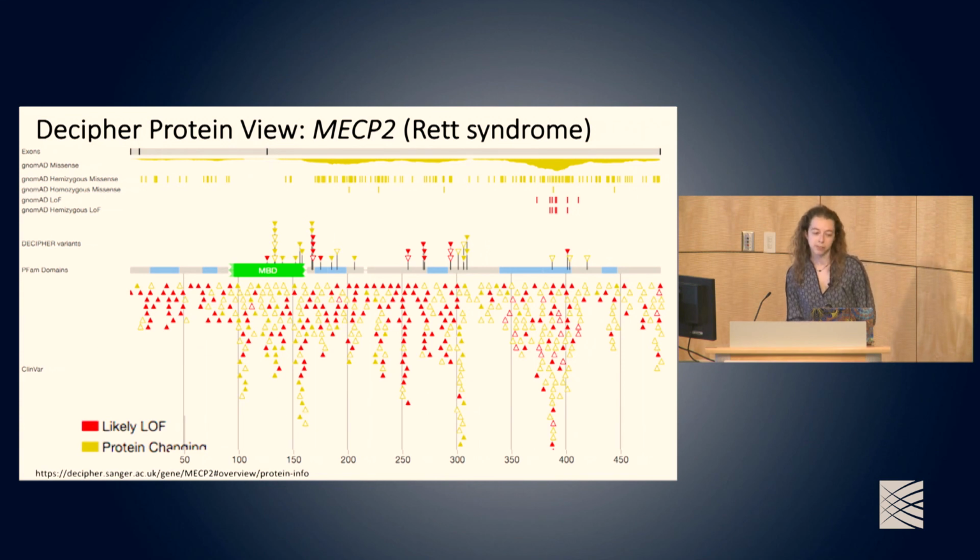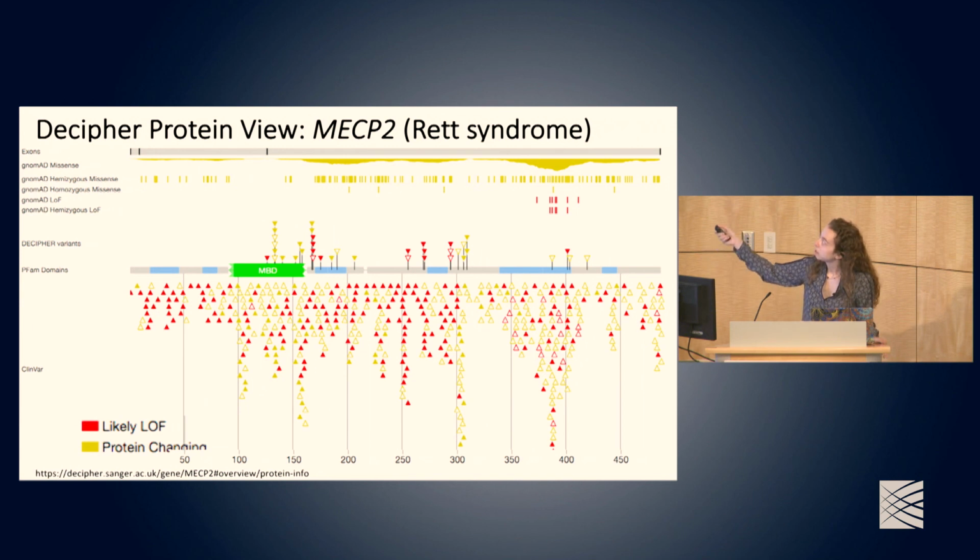This is from Decipher. It's one of my favorite ways to look up a gene, and so I just want to highlight a few things here and encourage everyone to use it. You can check it out on Decipher at Sanger. It's the protein view of the gene. It has a ton of information in this one view. So you have the exons of the gene. This is our friend MECP2 that we've been talking about all morning. This is the burden of gnomAD missense variants. So you can see there's a lot over here, not as many over here.